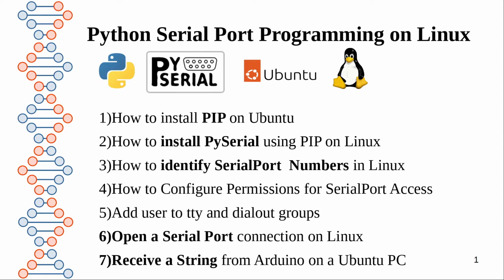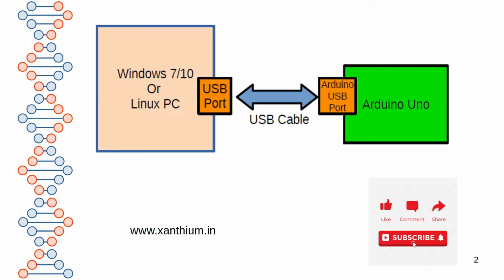So we will go to the next section. Here the basic connections are shown. We have a Linux PC, which is running an Ubuntu 22.04 LTS Linux version, and we have the Arduino Uno, which is connected to the PC using the USB cable.